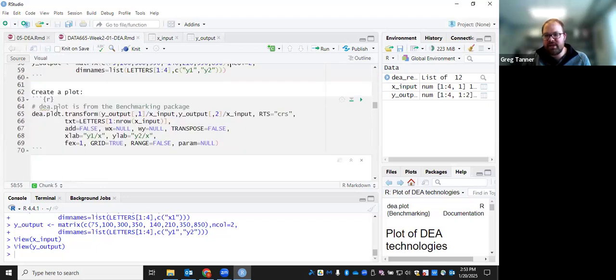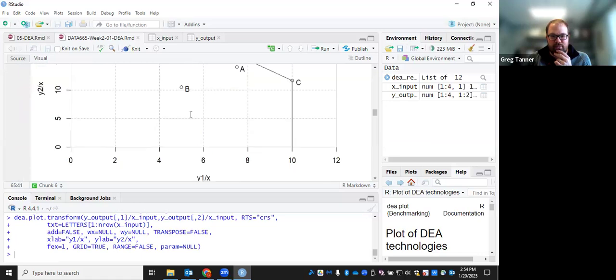For a plot, because now we have 2 outputs and 1 input, we can't just have input versus output. But the package has dea.plot.transform. When you have multiple outputs, this is what you can use. I think it's dea.plot.isoquant when you have multiple inputs but 1 output. And here, what I'm going to do is I'm going to plot each of the outputs divided by the input. So this is output per unit input on both of the axes. And if I run that, I get a plot that looks like this.